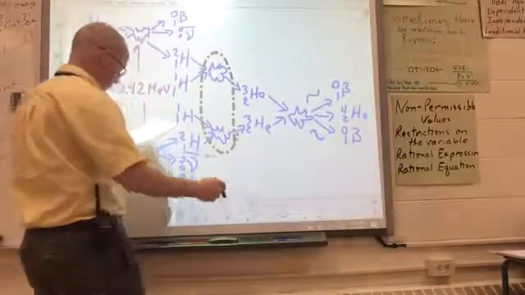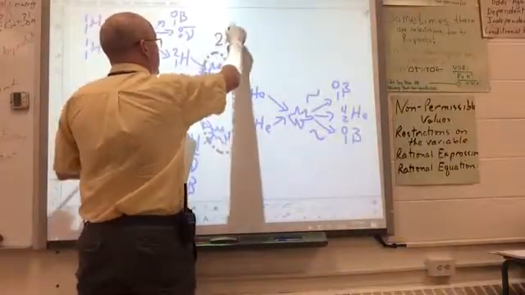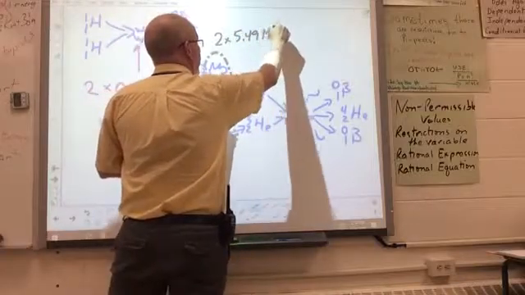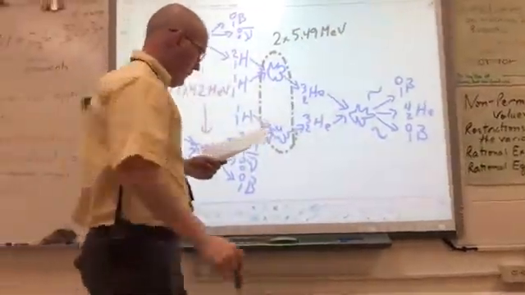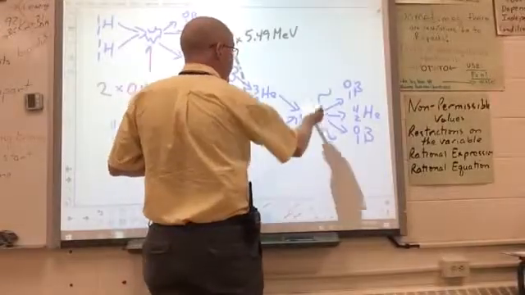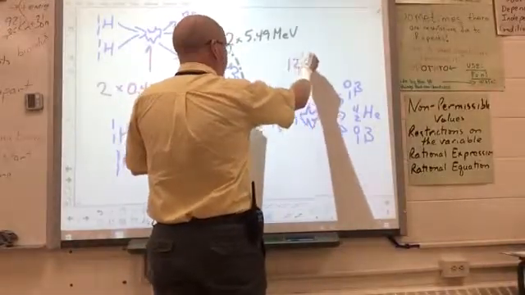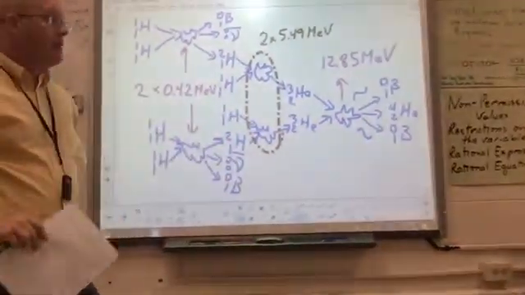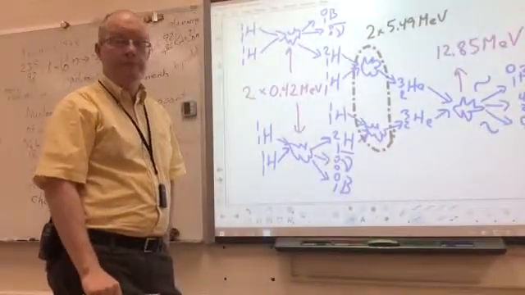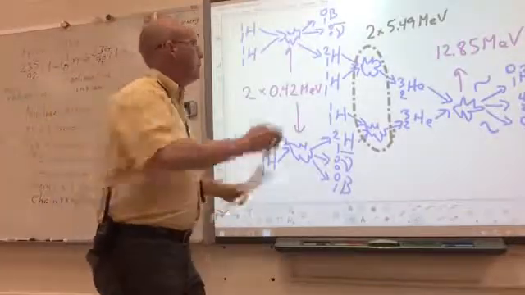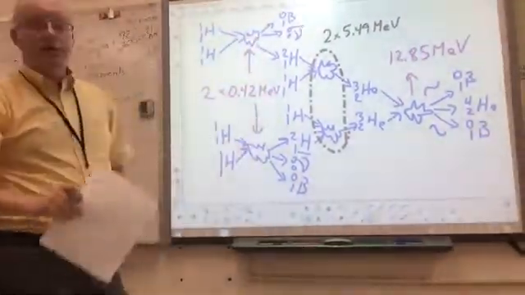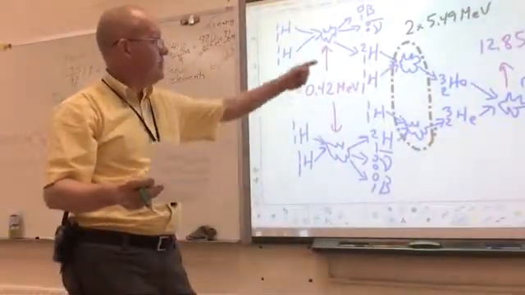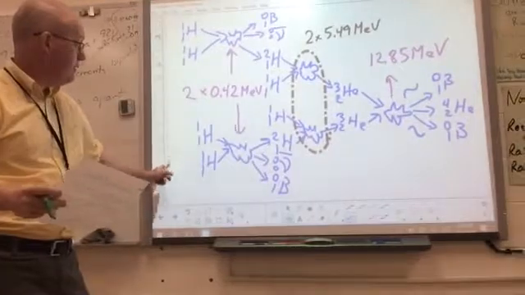These 2 reactions, 5.49 mega electron volts. And this reaction gives off 12.85 mega electron volts. Millions of electron volts. So, can you grab Mr. Calculator and tell me the total energy given off here? You just add them all? Yeah, add them up. 2 times that, plus 2 times that, plus that.